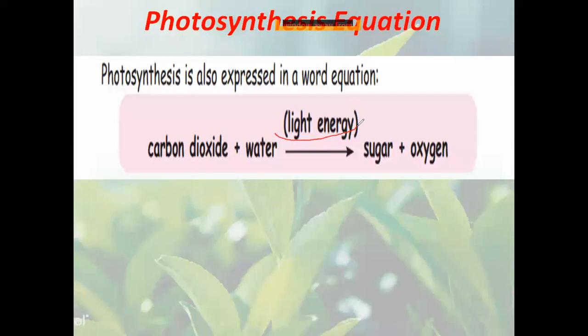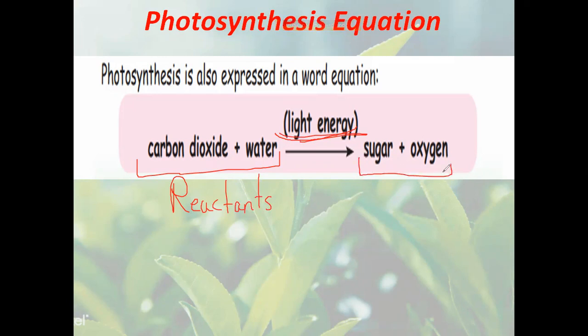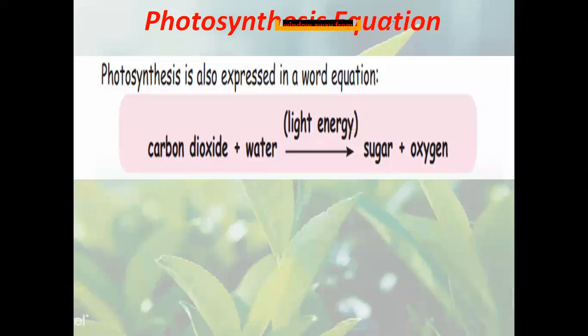So what are the reactants in this reaction? Always the reactants, they are before the arrow. So these are the reactants. If I ask you, write the equation of the photosynthesis reaction, you have to write carbon dioxide plus water in the presence of light energy. We write it above the arrow, gives sugar plus oxygen. So this sugar and oxygen are called the products. If I told you to specify the reactants and the products, you have to say the reactants are carbon dioxide and water, and the products are sugar plus oxygen.